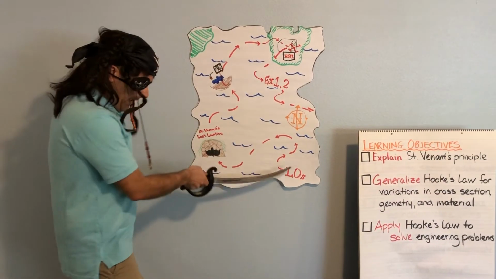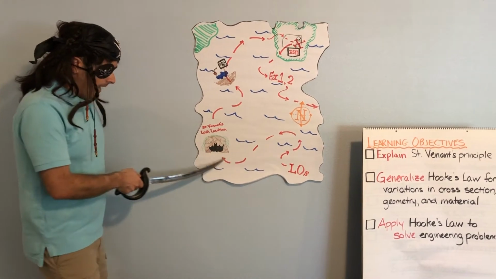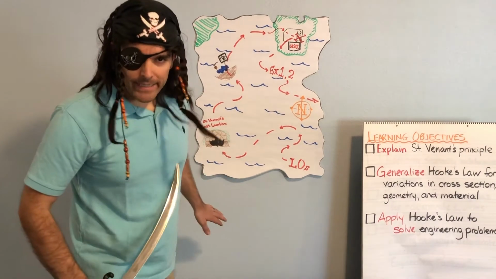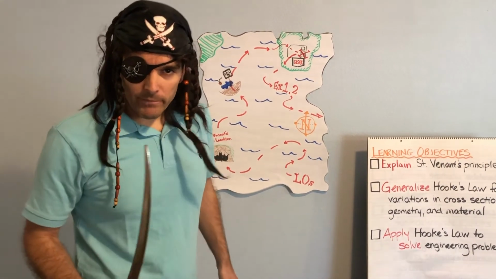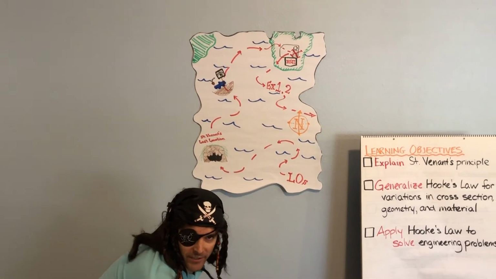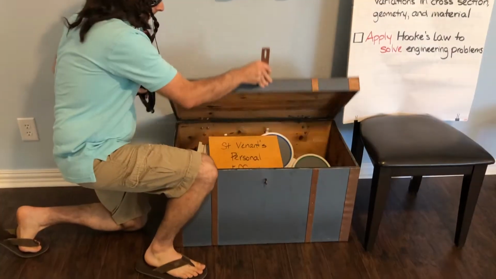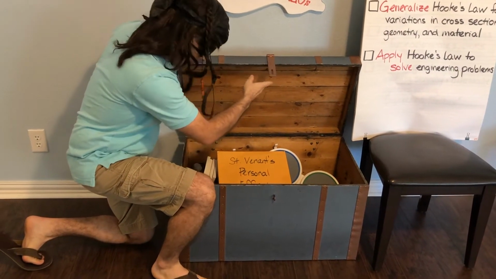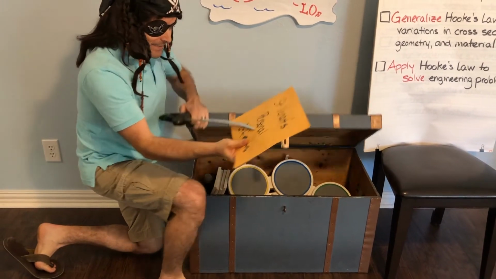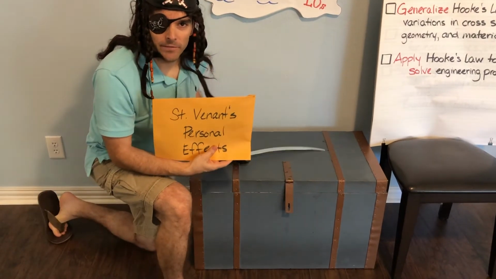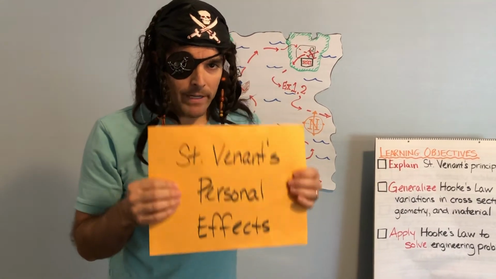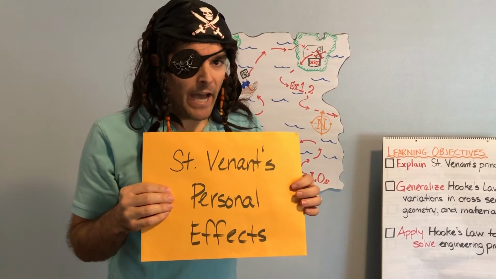Now for our first stop after our learning objectives. It seems that St. Venant was last located at the Bat Caves. Now, I've been to the Bat Caves, and I found some treasure, and I want to share it with you. Of course, I hide my treasure in the secret chest. Amongst other things like rock band pieces for the Wii, I find other old materials like St. Venant's personal effects. Now, before we look at what St. Venant left for us, I think we need to become a little bit familiar with St. Venant and his principle.